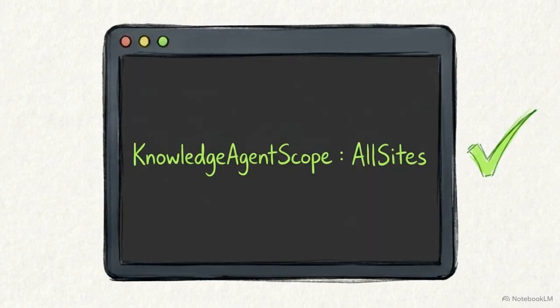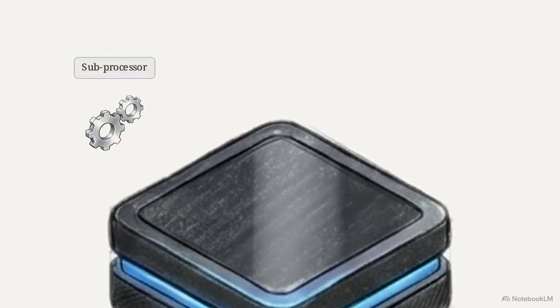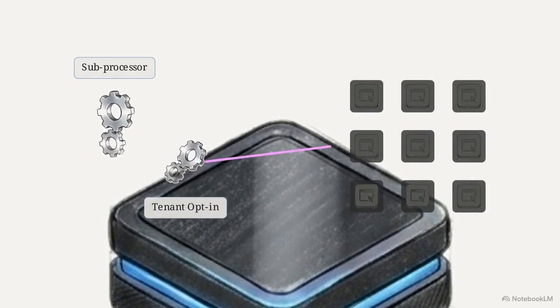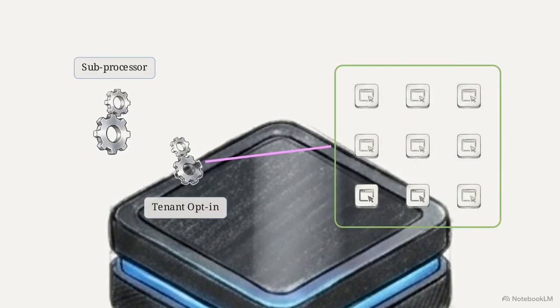Finish the setup by pulling the tenant status to confirm your configuration. The scope should now show as successfully updated to all sites. With the subprocessor approved and the tenant opted in via PowerShell, the back-end plumbing is resolved. These generation tools are now active for your users.